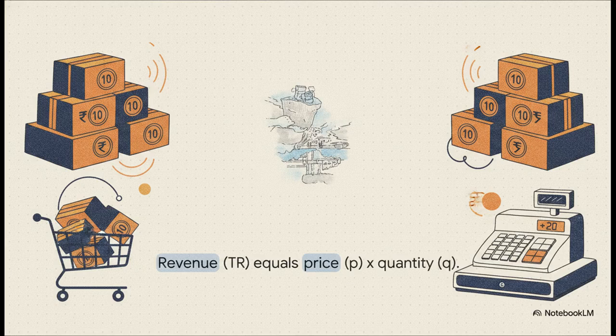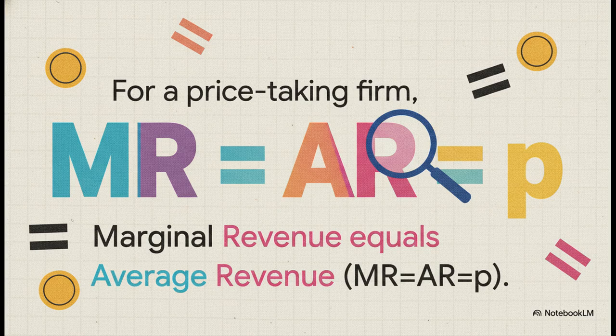Super easy, right? Now, lean in for a second because this next part is absolutely crucial for your exams. For a price-taking firm, the marginal revenue, which is just the extra cash you get from selling 1 additional unit, is always going to equal the average revenue. And both of those, they are exactly equal to the fixed market price. You want to memorize this equation. MR equals AR equals P. Put a big star next to that one in your notes.